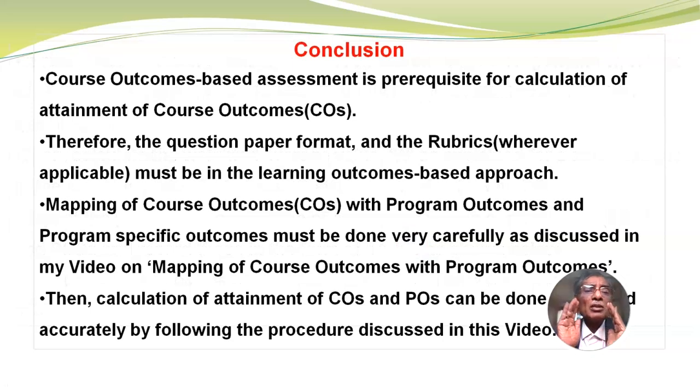Conclusion: course outcomes based assessment is prerequisite for calculation of attainment of course outcomes. Therefore, the question paper format and the rubrics wherever applicable must be in the learning outcomes based approach. Mapping of course outcomes with program outcomes and program specific outcomes must be done very carefully, as discussed in my video on mapping of course outcomes with program outcomes. Then calculation of attainment of COs and POs can be done very easily and accurately by following the procedure discussed in this video.